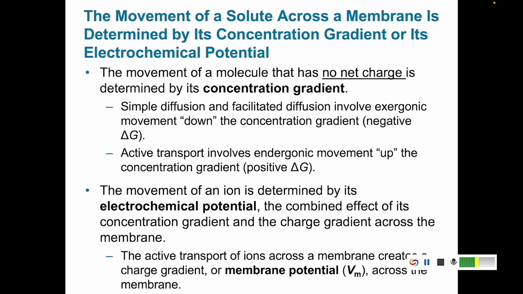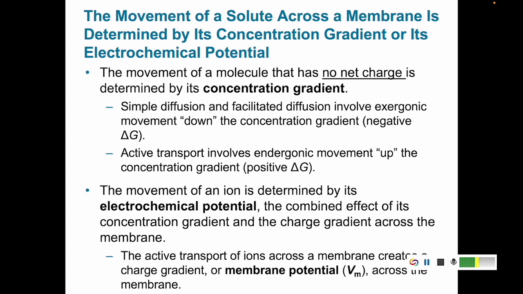Active transport is going to be moving up the concentration gradient. So it's like you're climbing up the ladder. That's a positive delta G. So negative delta G is falling off the ladder, jumping off the ladder, doesn't take any energy. That's a negative delta G, moving down in potential energy. Positive delta G is moving up that concentration gradient, or moving against its concentration gradient. However, that's only when it has no net charge.